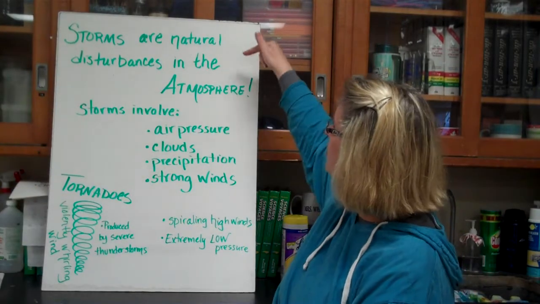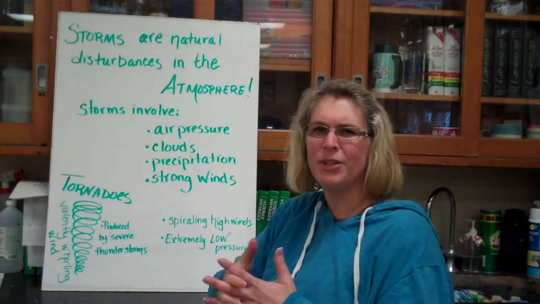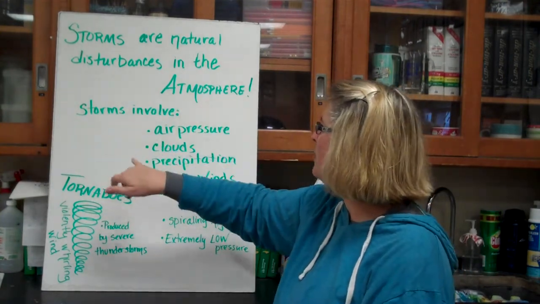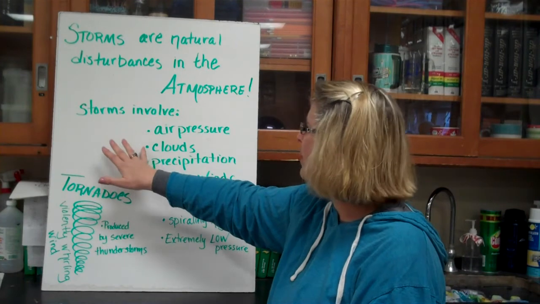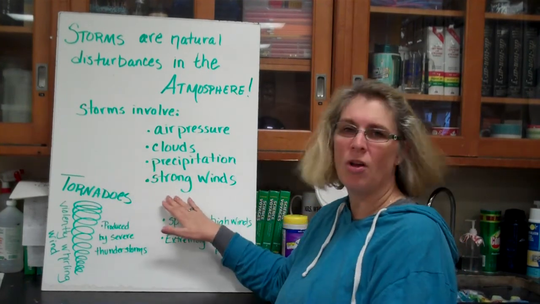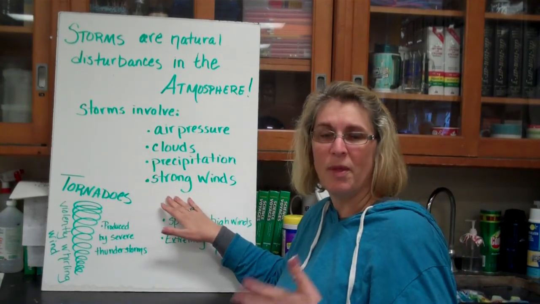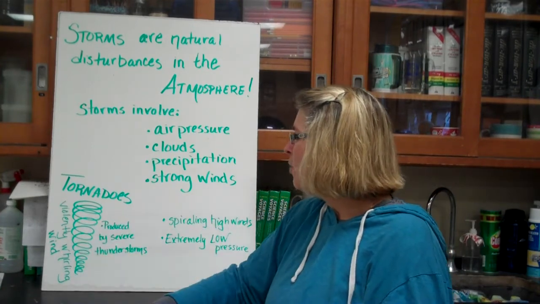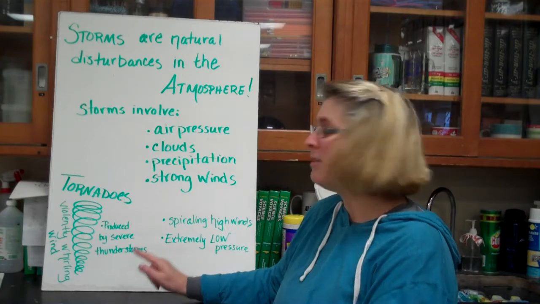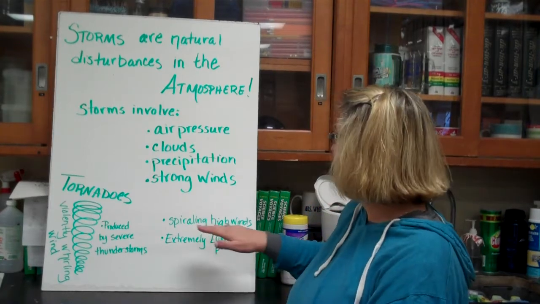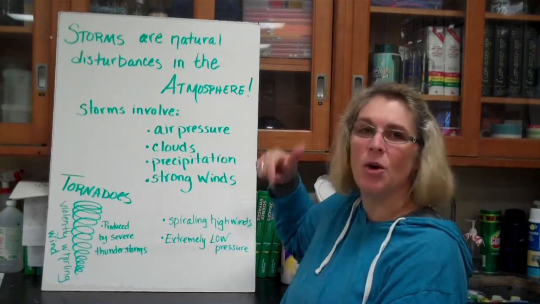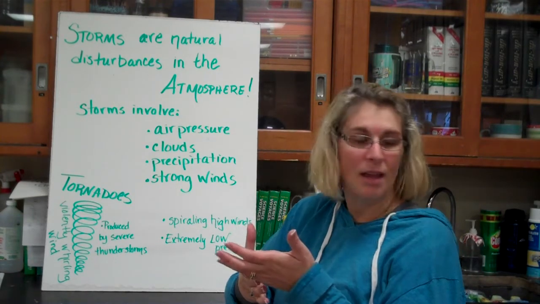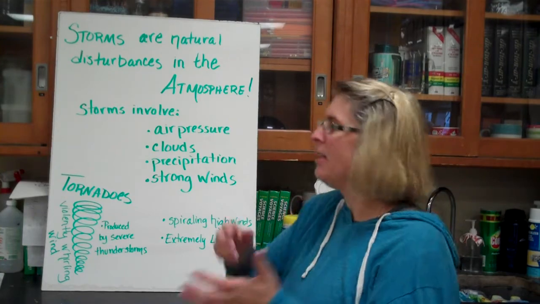Storms are natural disturbances in the atmosphere, and we've looked at some different storms pretty closely. Storms involve changes in air pressure, clouds, precipitation, and strong winds. The first kind of storm to talk about is tornadoes, with violently whirling winds. They are produced by severe thunderstorms, and they cause spiraling high winds and extremely low pressure. And we remember that low pressure always means, everybody say it. Bad weather. Thank you, bad weather.